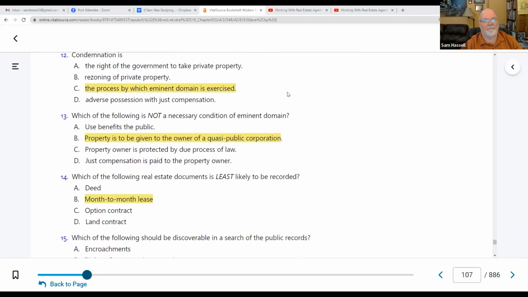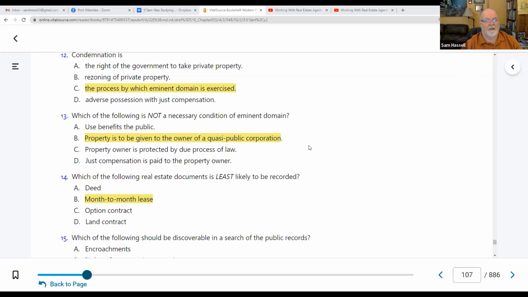Number 12, condemnation. All right, we talked about this earlier, it is the process by which eminent domain is exercised. Eminent domain gives us the right to take private property for public use. I'll try that again. This is 0 for 3, right? Take private property for public use. That's what eminent domain does. Sorry about that. And we use the process of condemnation to take that.